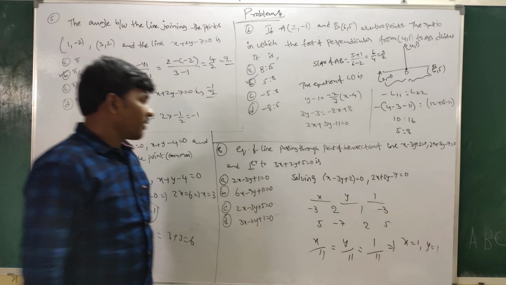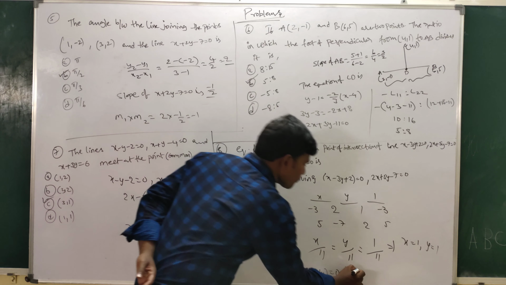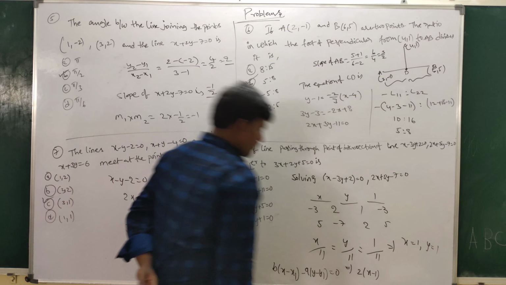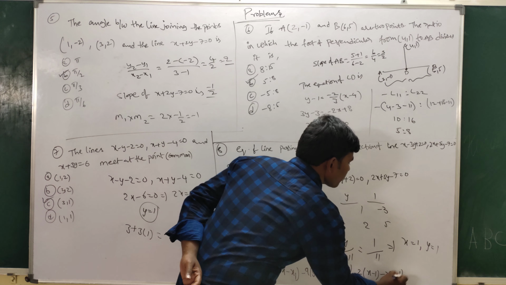We know the formula: the equation of the line passing through the point (x1, y1) and perpendicular to the line ax plus by plus c equal to 0 is b(x minus x1) minus a(y minus y1) equal to 0. So here the b value is 2 into (x minus 1), the a value is 3, minus 3 into (y minus 1) is equal to 0.